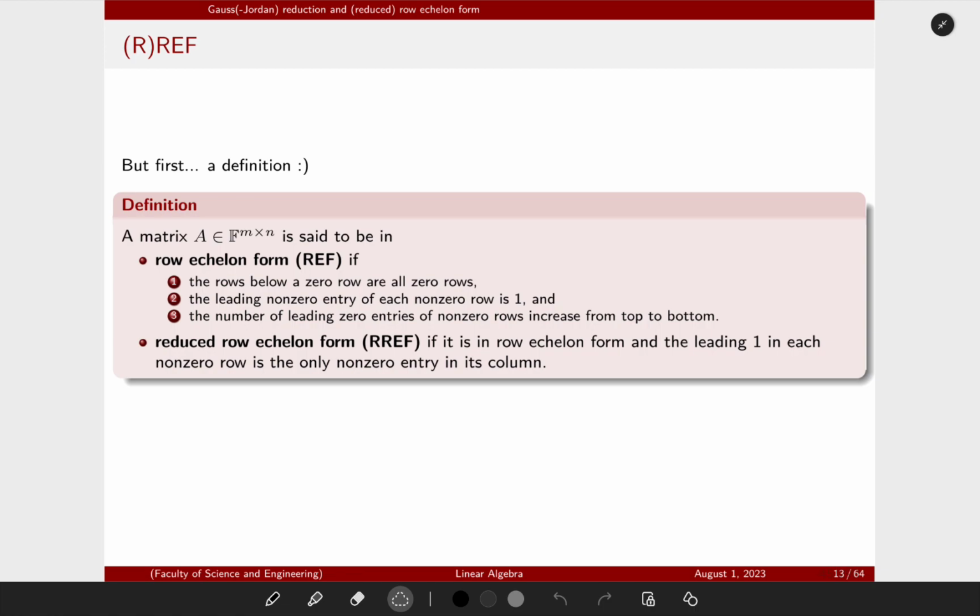and the leading one in each non-zero row is the only non-zero entry in its column. So you might be thinking, what is this? So let's look at some examples.